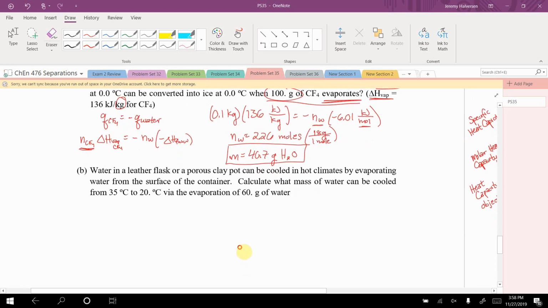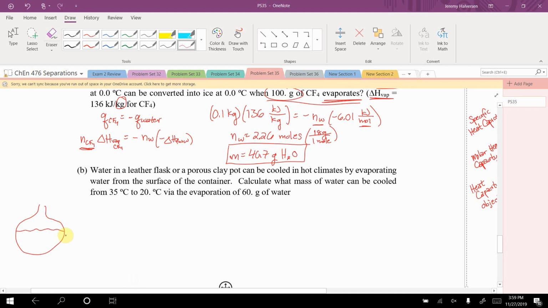All right, water in a leather flask or a porous clay pot can be cooled in hot climates by evaporating water from the surface of the container. So we've got a container, there's water inside, and I can make that water colder if I splash water on the outside, which then evaporates. Why? If it wants to evaporate, it's got to take heat from somewhere. Since it's touching the pot, it's going to suck heat out of the pot, which is going to make the temperature of this water go down.